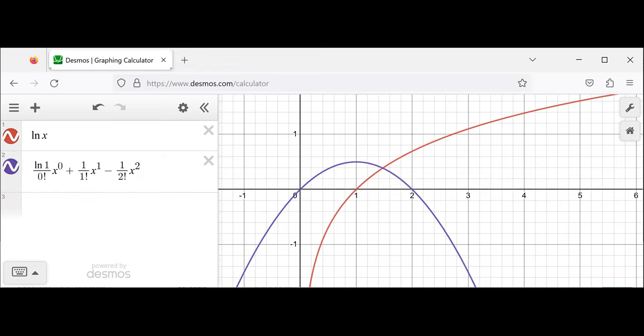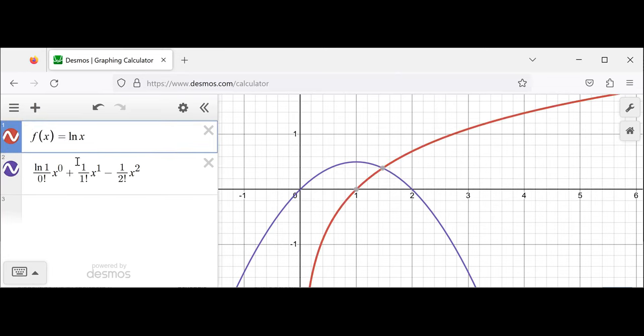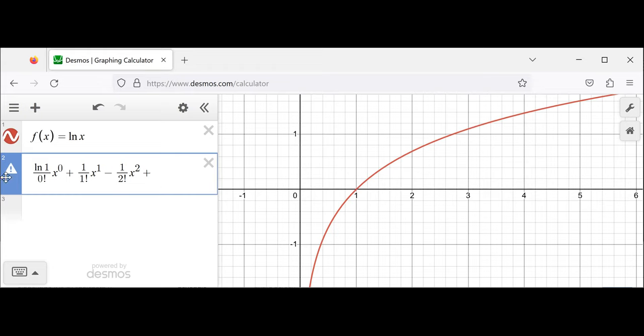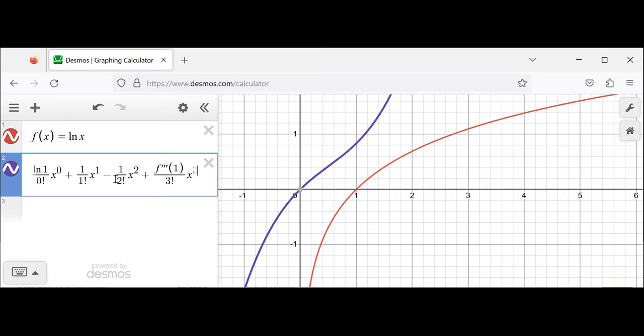Okay, let's give this one more term to shape up. And if it doesn't, we'll have to concede that something's gone wrong. So this is the zeroth derivative, first derivative, second derivative, the third derivative at 1 divided by 3 factorial x cubed.